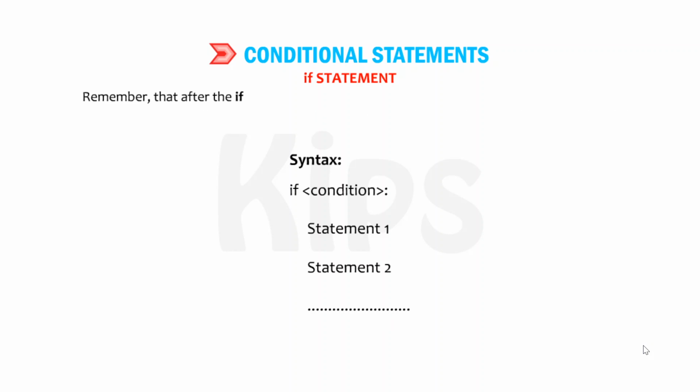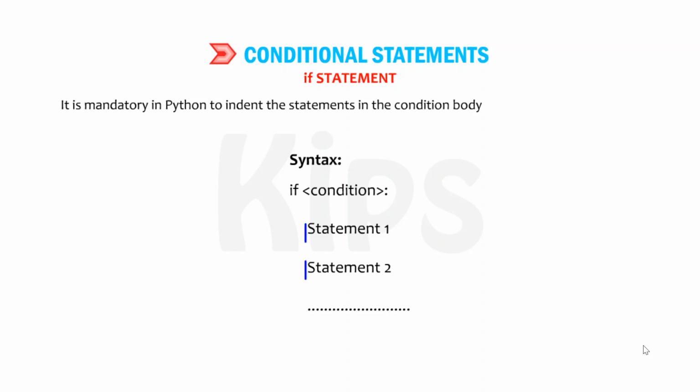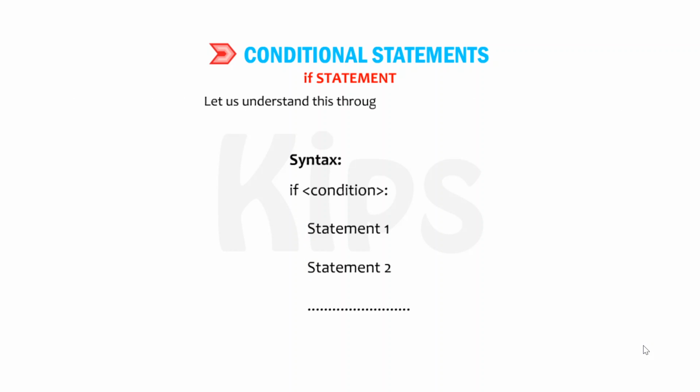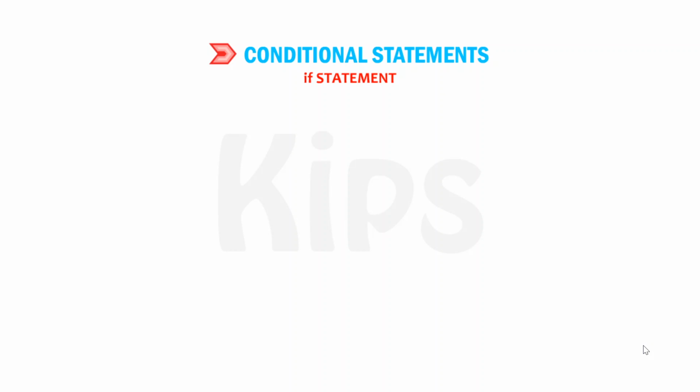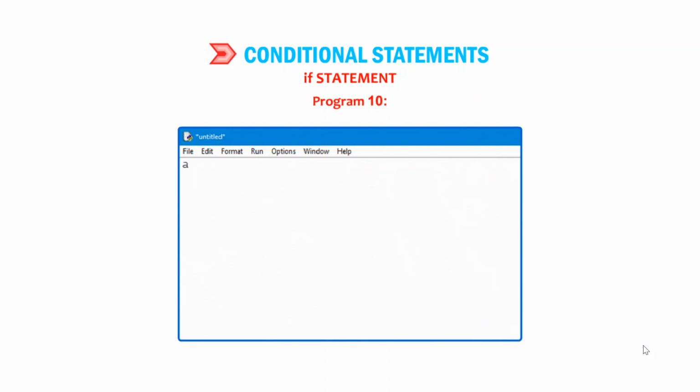Remember that after the if condition there is a colon and the condition body starts with an indentation of tab space. It is mandatory in Python to indent the statements in the condition body, else it will display an error. Let us understand this through a Python program. Program 10.